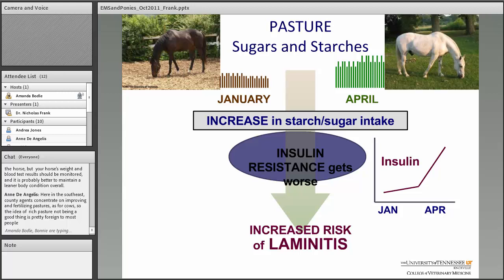In terms of the diet and the actual triggers for laminitis, we recognize that the animal grazing on pasture is consuming sugars and starches in that grass, and that potentially puts the animal at risk because any increase in starch and sugar intake can make the insulin resistance worse. And if that insulin resistance gets worse, that is a risk for laminitis. If we think about the difference between pasture in April, when the grass is growing well, compared with January, where there's very little grass, this represents not only an increase in calories, but also an increase in starch and sugar intake, and that potentially makes the insulin resistance worse.